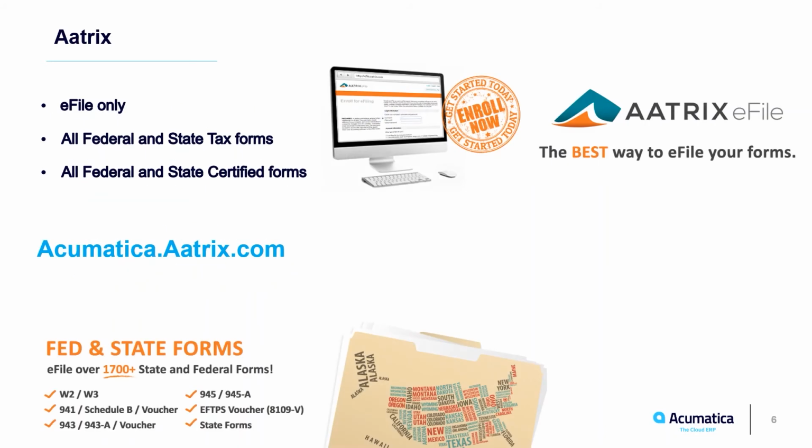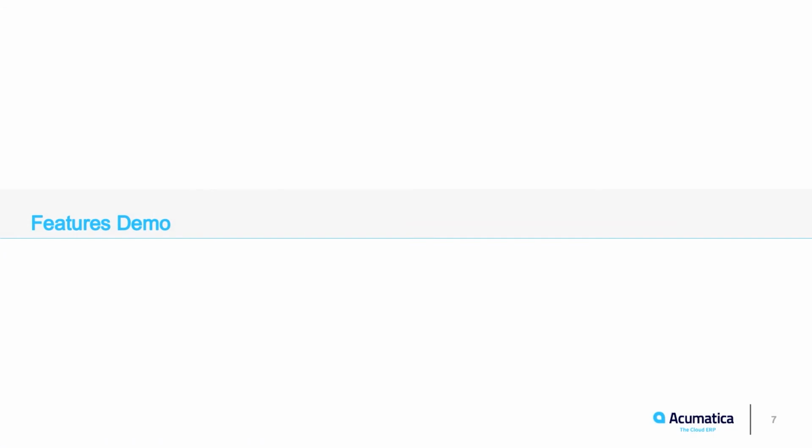Along with those taxes always comes the need for tax forms. We'll be using Aatrix as our integrated tax forms. This is their cloud version of forms where e-filing is available. There's no downloads and no updates. It's automatically updated to help you save time. With that, let me jump straight into Acumatica to show you the current desktop.